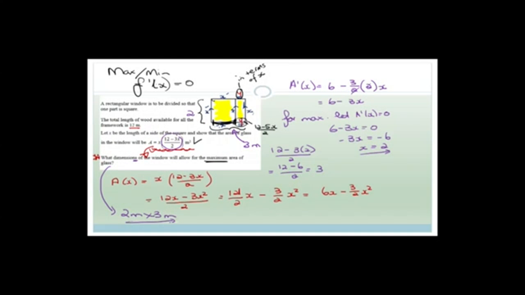Please go back and make sure that you've answered the question. It didn't ask you what X was, it asked you what are the dimensions of the window. And you need to say, well, it's a 2 meter by 3 meter window.